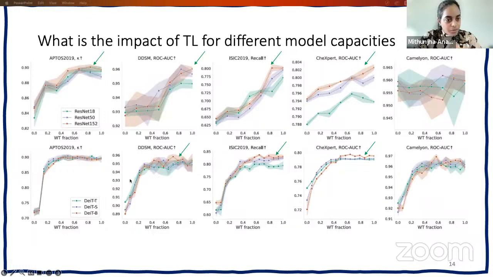The same thing can be observed with the DEIT model also, the data efficient image transformer. So the red curve is coming on top all the time.